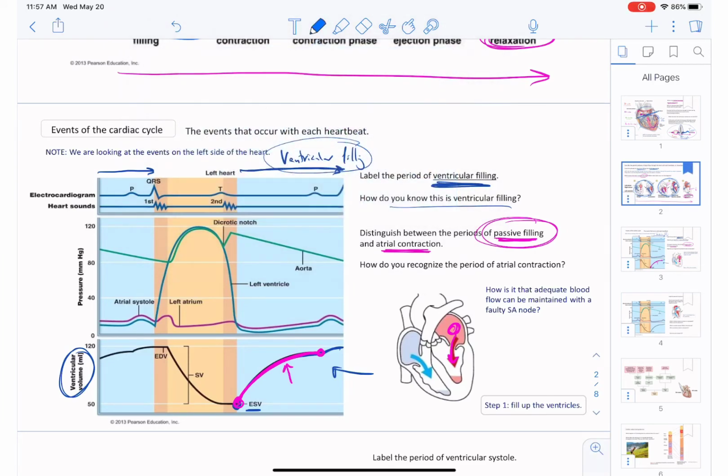That means that this next little section is the period of atrial contraction. And how do you know that the atria are contracting during this time? Where are you going to look to find out where that's occurring? Well, let's look up here at the ECG. And specifically, we know it's atrial contraction because we have a P wave right there.